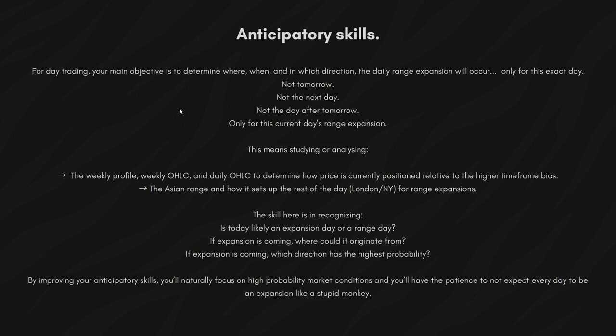Now, the purpose and the objective of this chapter is so that I could plant this idea in your mind and make it clear to you that your main objective as a day trader is only to determine where, when, and in which direction the daily range expansion will occur only for this exact day that you're trading, only for today. Okay, not tomorrow, not the next day, not the day after tomorrow. Your main objective is not to predict where the market will be tomorrow or what next week's candle will look like. Okay, your job is singular.